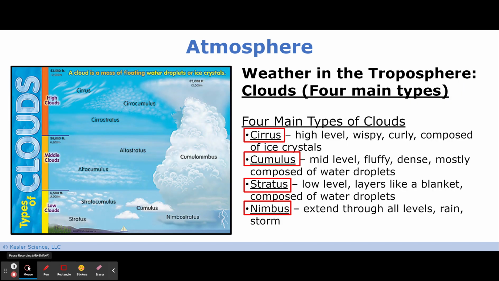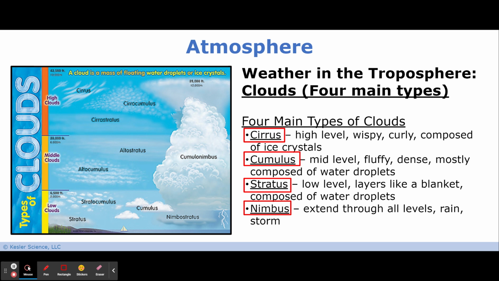Moving on to clouds. So, our four main types of clouds. Now, when you were doing your centers, you had lots of different types of clouds, but there are four main types, and these are the four that you're going to need to make sure you know for a part 2 question. So, cirrus is the high level, wispy, curly, composed of ice crystals. So if you look over here, here's your cirrus. This is where your ice crystals form.